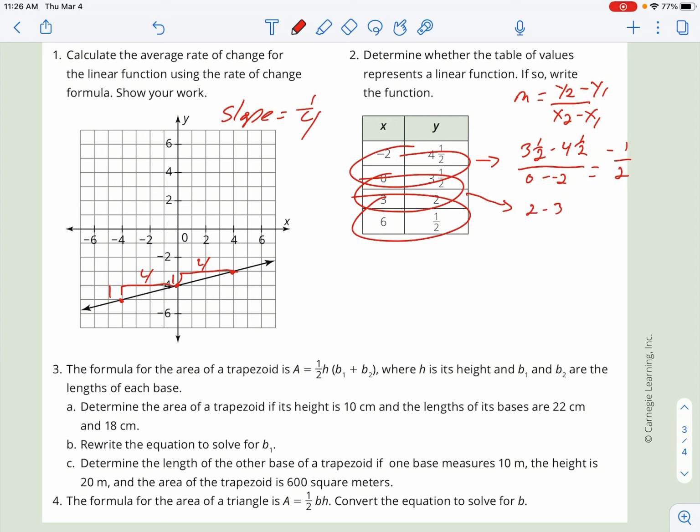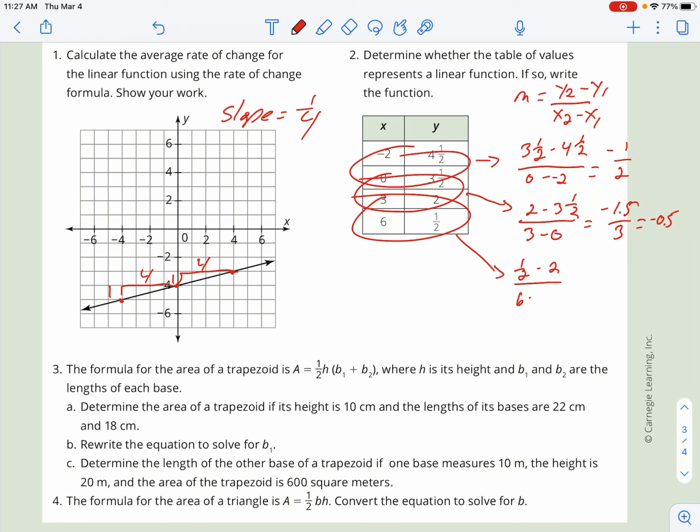For the next pair, change in the y's over change in the x's. 2 minus 3.5 is -1.5. 3 minus 0 is 3. And then when you go to your calculator and punch that in, you get -0.5, which is the same as -1/2. So far, so good.